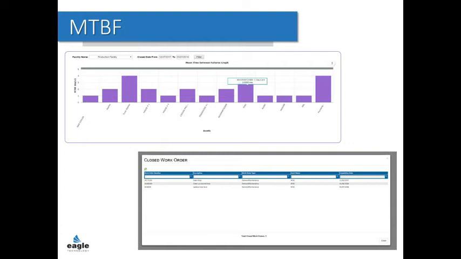Mean time between failure is calculated by taking the total time a piece of equipment is running, so the uptime of it, and dividing it by the number of breakdowns that occurred over the same period.